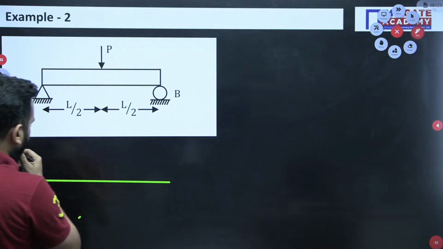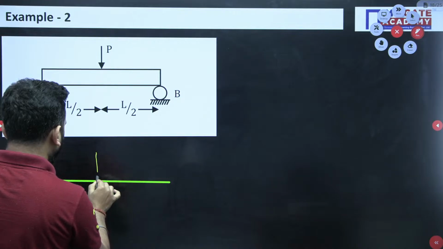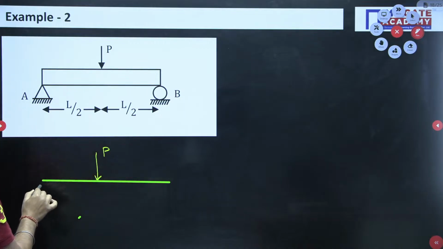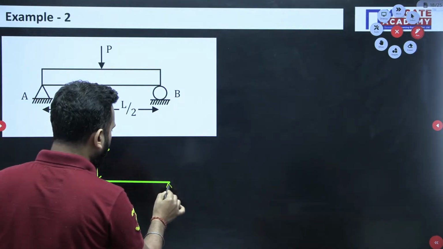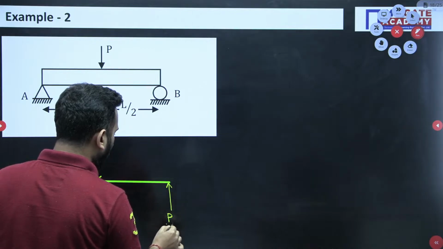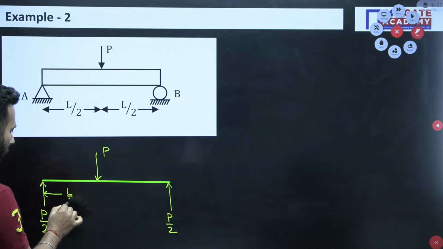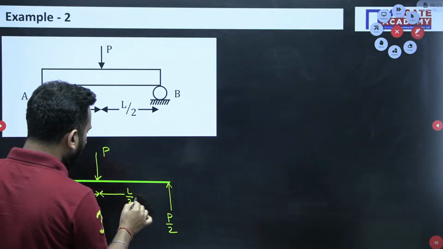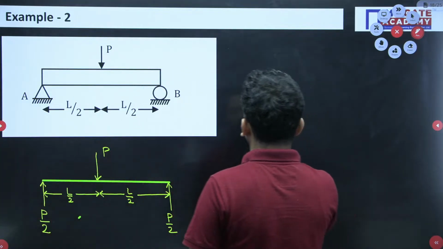So if I draw the support reactions, exactly at the middle it is P. I am not determining the support reactions, very easily you can make out that at the ends it will be P by 2 and P by 2, since it is the case of symmetric loading. Due to symmetry I can very easily say that it is P by 2 and P by 2.